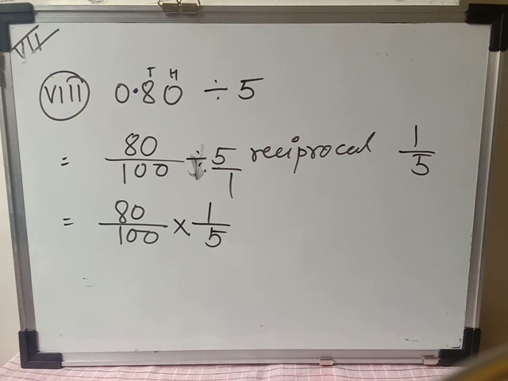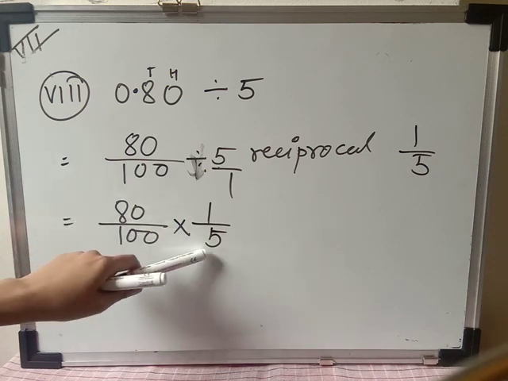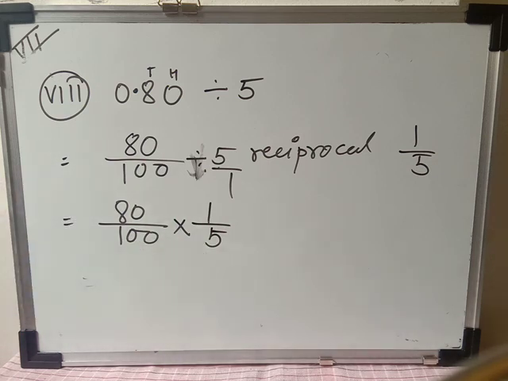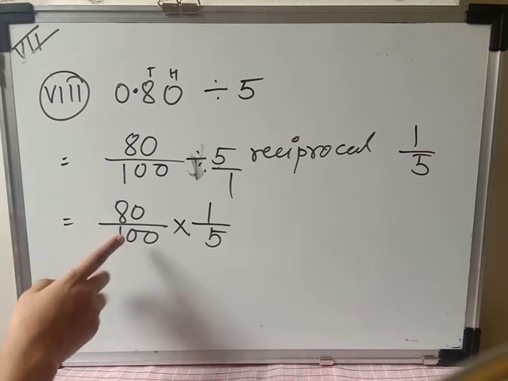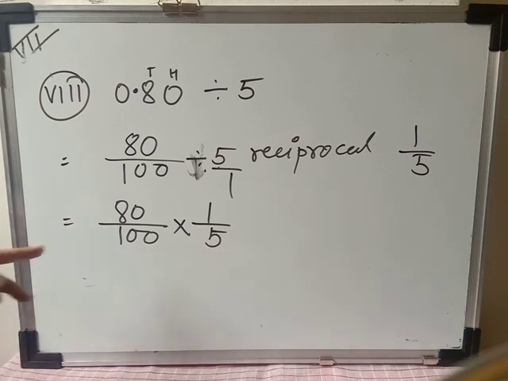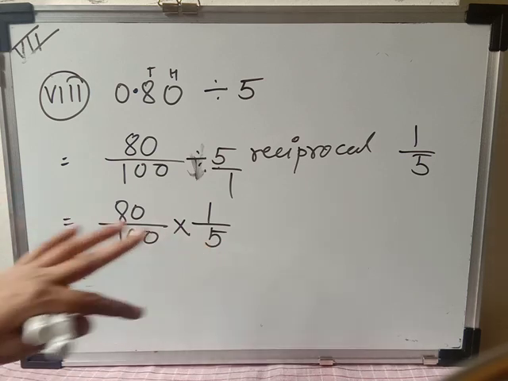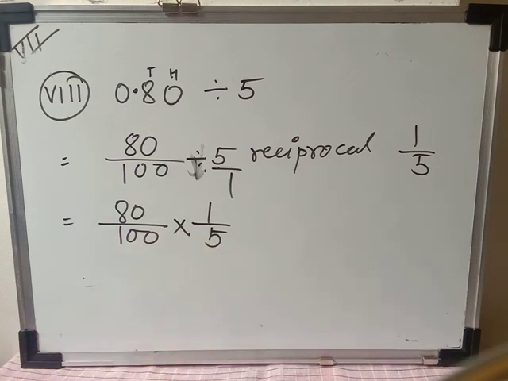Again we have to see whether the numerator and denominators are divisible, means those are divisible or not. That we have to see. So here 80 and 100 both are divisible by 5, but we are not supposed to divide the 100 with the 5 because here 100 and 5 both are not numerator.